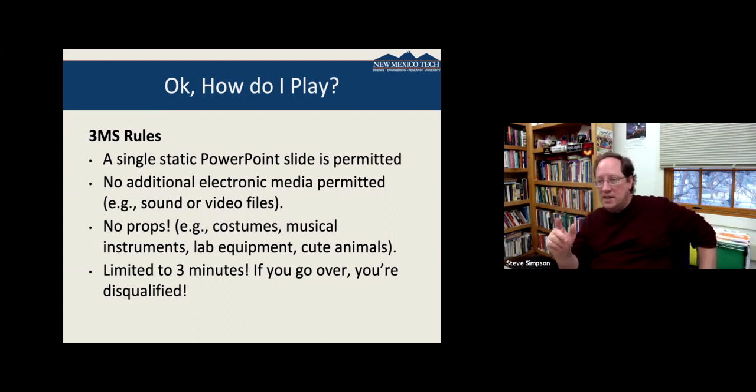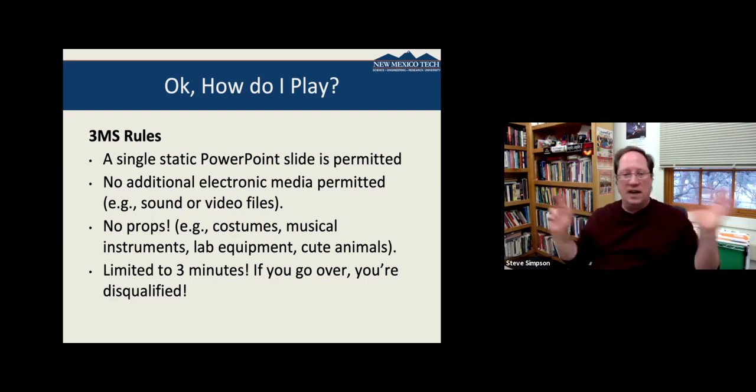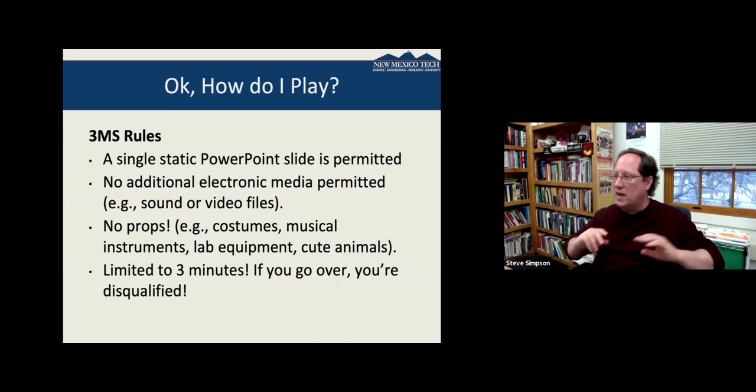So the idea is that for the 3-minute thesis speech, of course, it's 3 minutes long. You're only allowed one single static PowerPoint slide. So you don't have an intro slide and 5 million method slides. You don't have a references slide. You just have one slide. And you're not allowed to use any animations or transitions. You just have one slide.